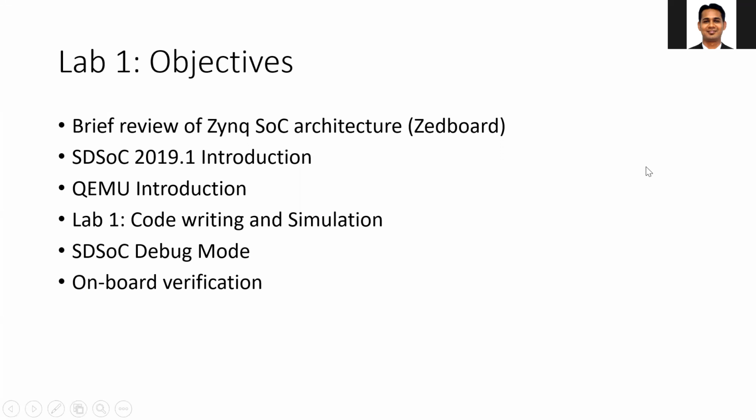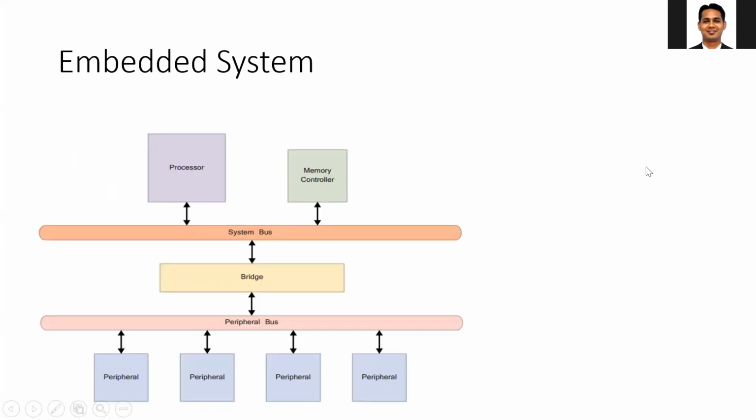So Zynq SoC allows us to implement a complex embedded system on a hardware platform. Any embedded system consists of a main processor, which is the brain of the system, along with the memory controller where you store your instructions as well as data, and peripherals, which act as co-processors to accelerate a particular task, or which are used to interface or communicate with the outside world.